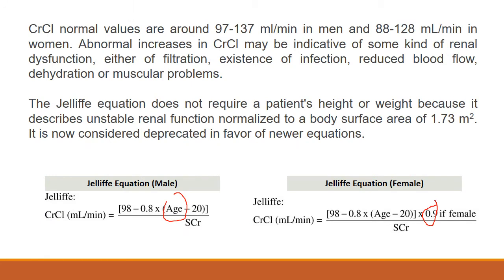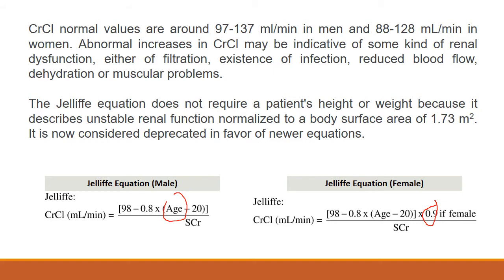So the creatinine clearance normal values are around 97 to 137 ml per minute in men, and 88 to 128 ml per minute in women. So remember that the normal values for creatinine clearance for women is lower compared to our male. Abnormal increases in creatinine clearance may be indicative of some kind of renal dysfunction, either filtration, existence of infection, reduced blood flow, dehydration or muscular problems. So again, it is important for us to measure the creatinine clearance.